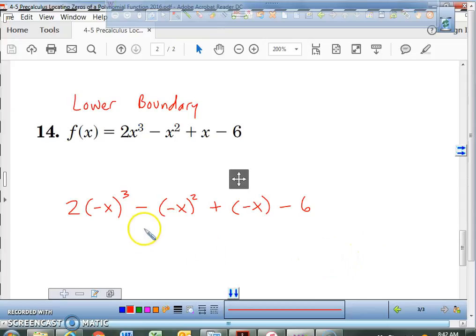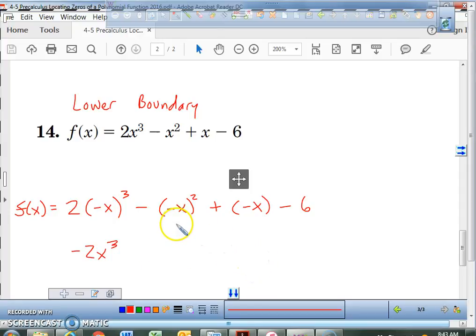So plug in the negative x into your polynomial function. How many negatives do we have right here, Caitlin? That's right, 3. So we're going to be left with a negative 2x to the power of 3, also known as cube.